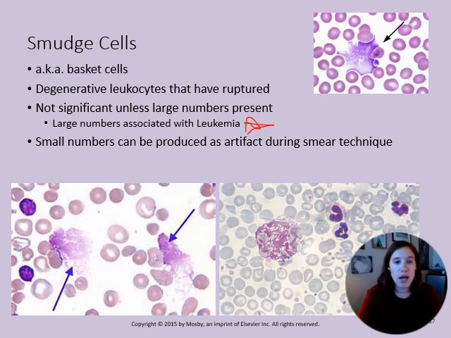Small numbers can be produced as an artifact during your smear technique. So how you're forming that smear, like your technique, that's really important. How we're taking care of the blood, how our slide is going through and all that, that's important because if we see a lot of smudge cells, do we have leukemia or did you just get wonky with your smear? Again, in large numbers, well, let's just redo the slide. Maybe we need another blood sample, because that would not be a great diagnosis, and we want to make sure that wasn't an error on our part.